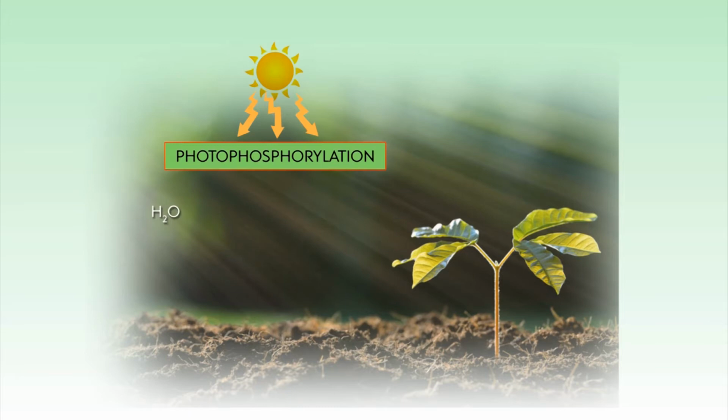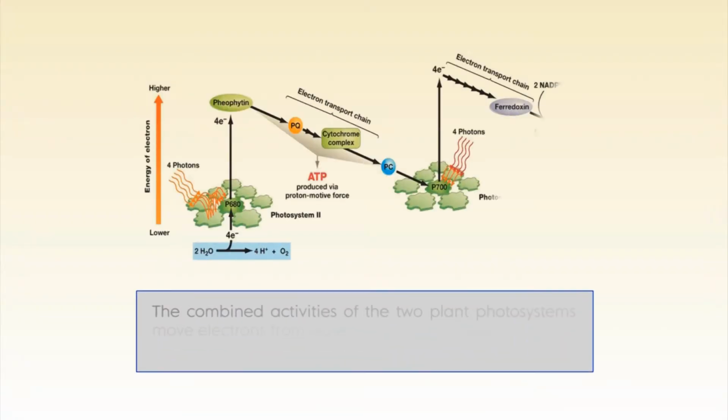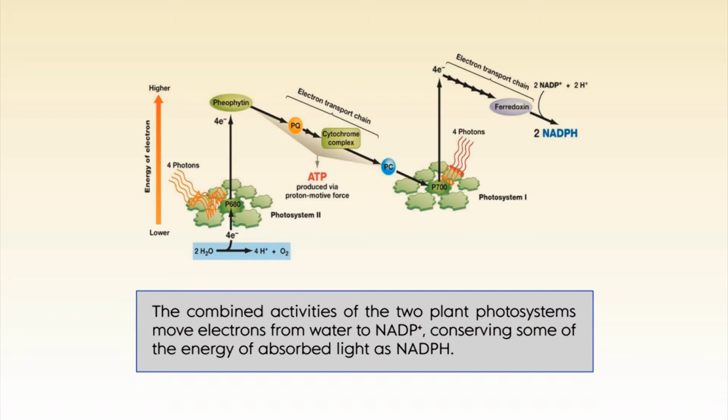Photophosphorylation can be defined as a process of synthesizing energy-rich ATP molecules from ADP and inorganic phosphates in the presence of light. Chloroplasts and photosynthetic bacteria obtain high-energy electrons by means of photosystems that capture the electrons that are excited when sunlight is absorbed by chlorophyll molecules. The combined activities of the two plant photosystems move electrons from water to NADP+, conserving some of the energy of absorbed light as NADPH.